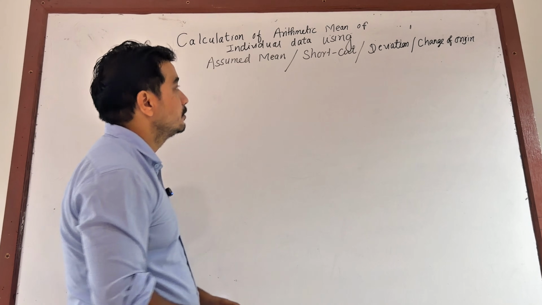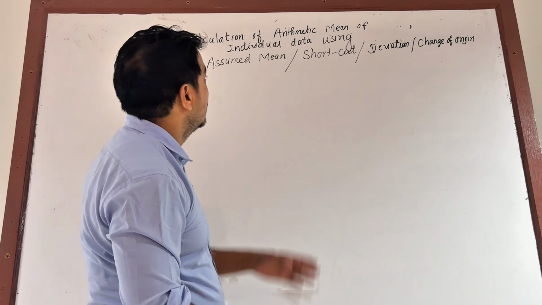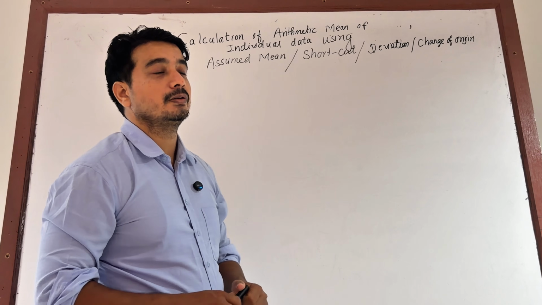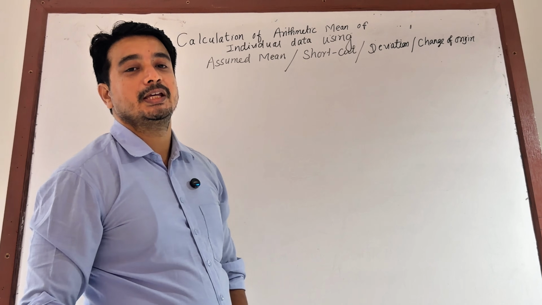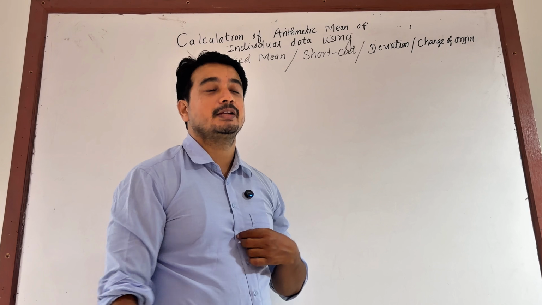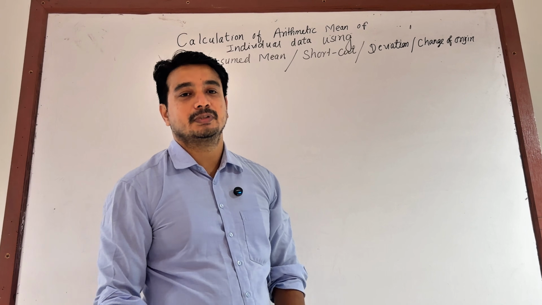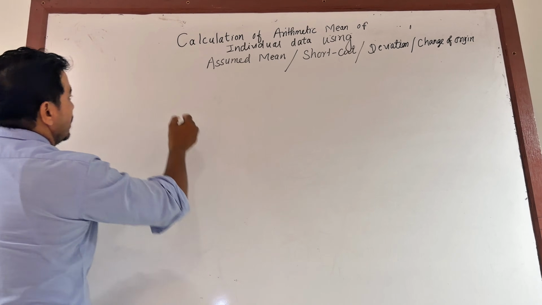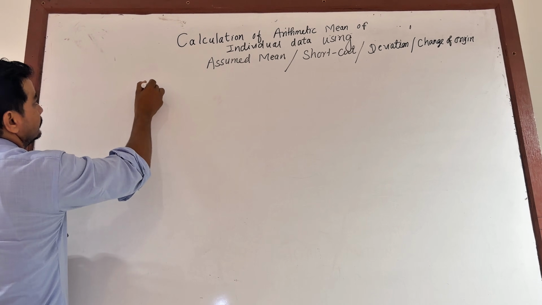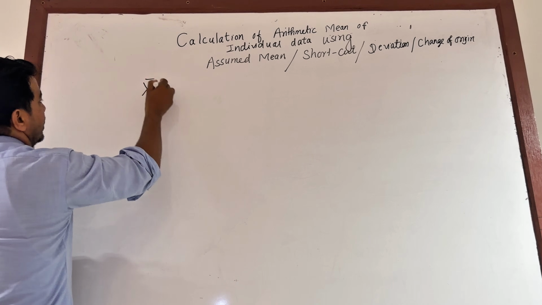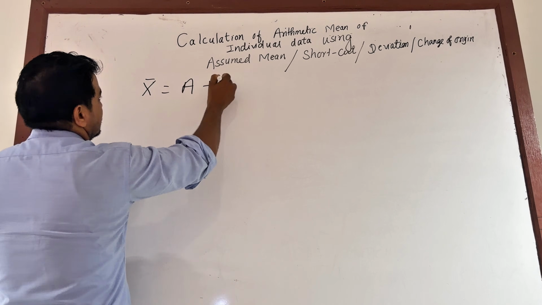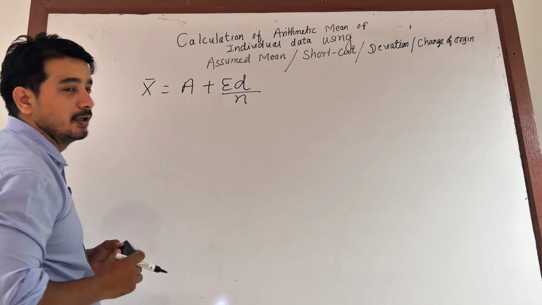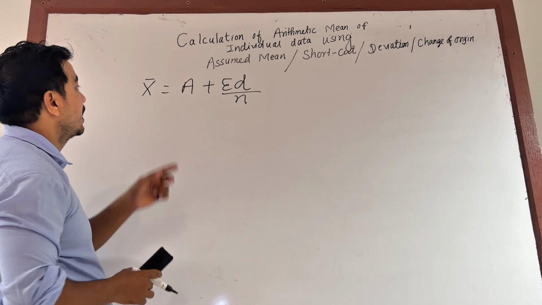To solve the arithmetic mean of individual data using this method, first of all we have to know its formula and what symbols are used in it. Then it will be much easier to calculate. Our formula is x bar is equal to a plus summation d by n.